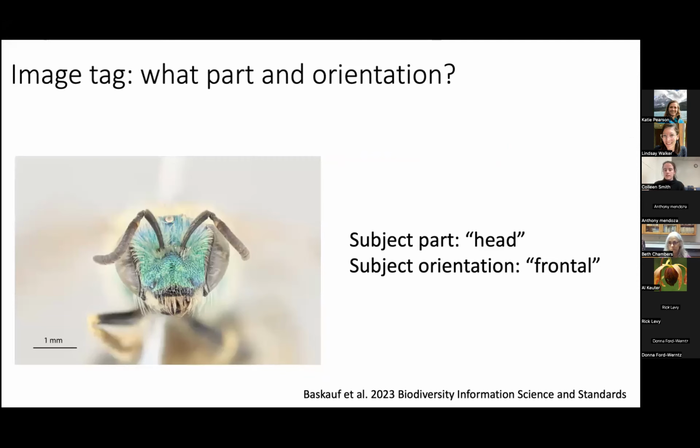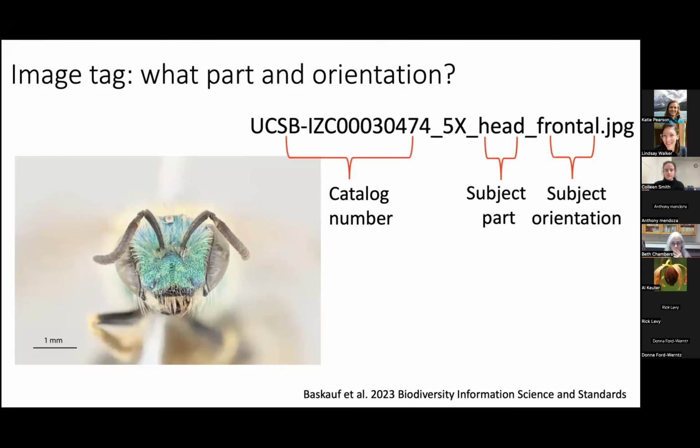Here I have another example. So with this photo, our subject part is head and the subject orientation is frontal. And again, we've added it to the catalog number here, so we have the subject part and orientation. And we've actually used a shorthand for this. So head frontal gets shortened to HEF, but I'm showing you the longhand version here just so that it's easier to see.